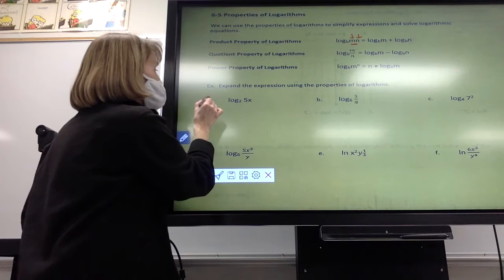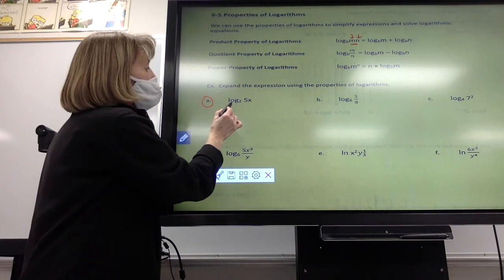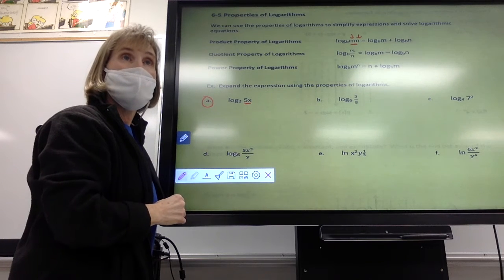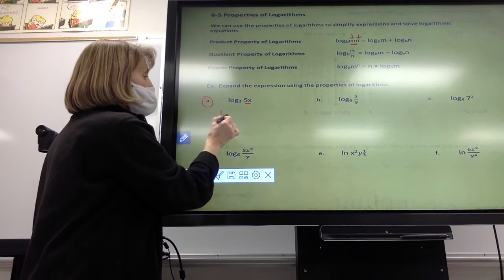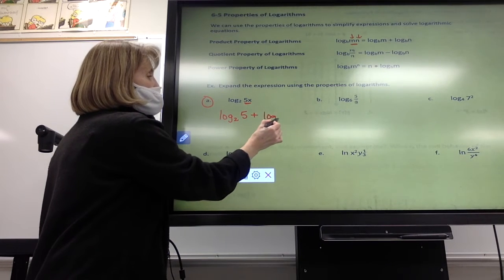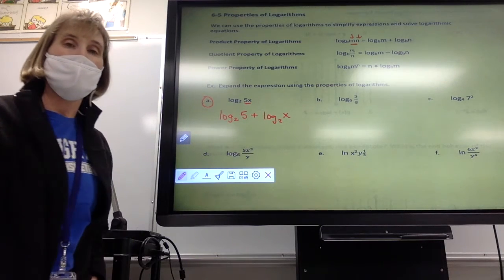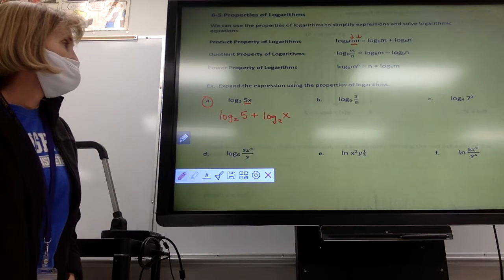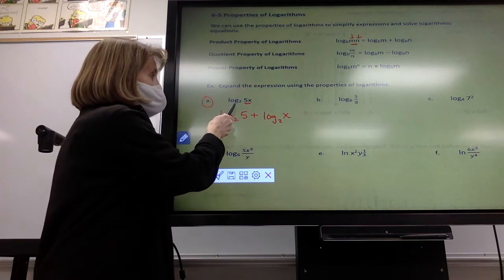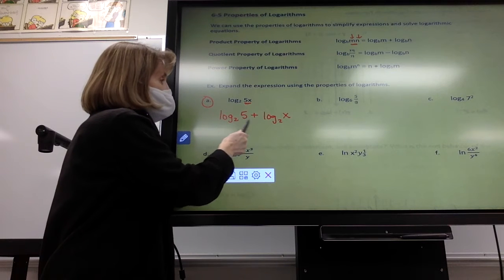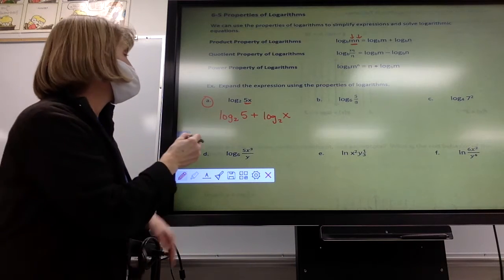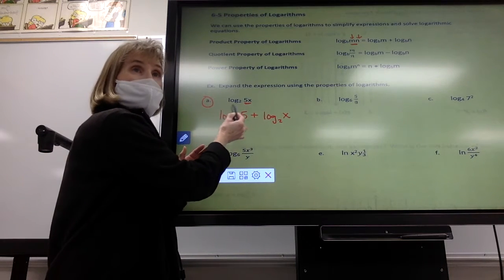If I look at example 1, or A, in the packet, it says log base 2 of 5x. Well, I recognize that 5x is a product, 5 times x. So I'm going to expand it by writing log base 2 of 5 plus log base 2 of x. So when it's a product, we use addition. And whatever log base it is in the problem is the log base that it will be throughout the problem.